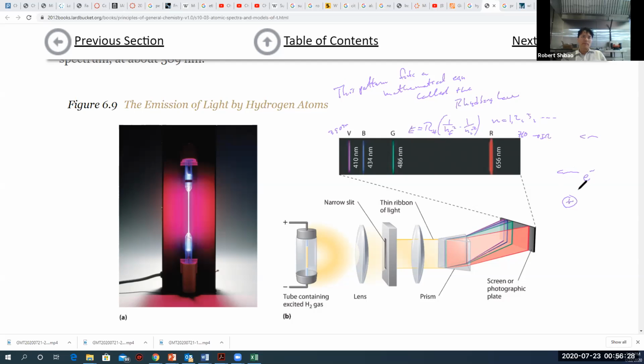You know? And so forbidden, these are allowed. All the blacked out regions are forbidden. And so these are what we call allowed energies. Allowed energies. And these blacked out areas are called forbidden energies.